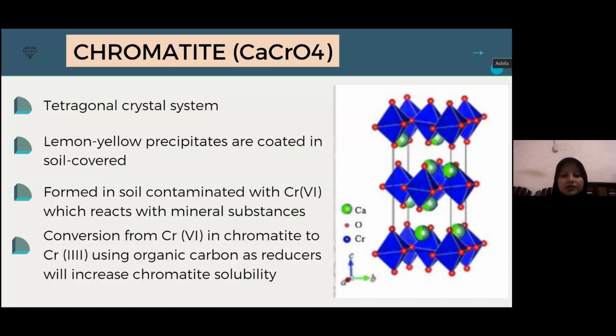And for the characteristics of chromatite, as you can see in the slide, chromatite has a tetragonal crystal system. Lemon yellow precipitates are coated in soil cover and formed in soil contaminated with chromium-6, which reacts with mineral substances. And conversion from chromium-6 in chromatite to chromium-3 using organic carbon as a reducer will increase chromatite solubility. This is from modeling of the reduction process applying the PHREEQC program. And the next slide will be explained by my friend Faiz.